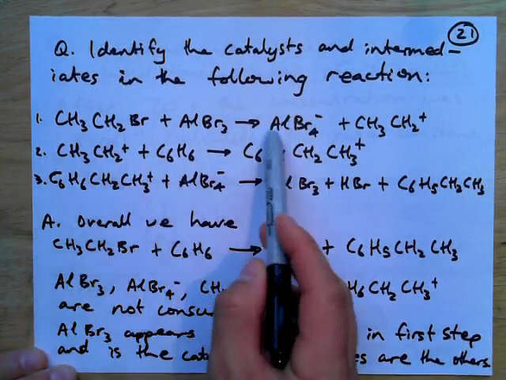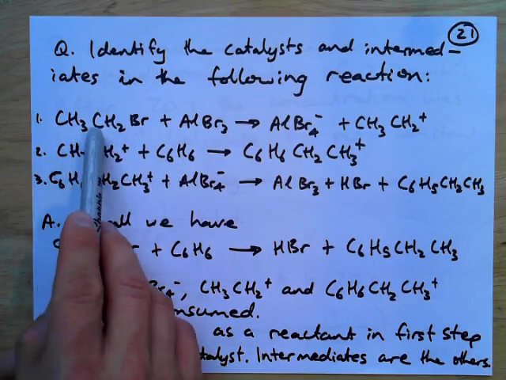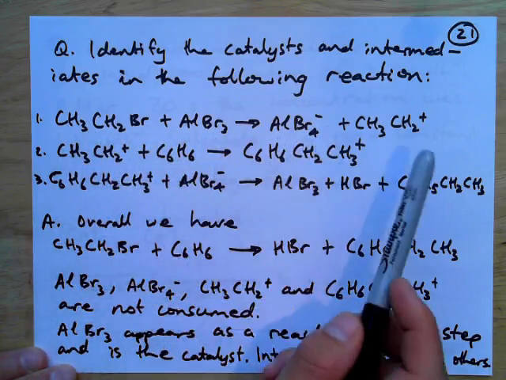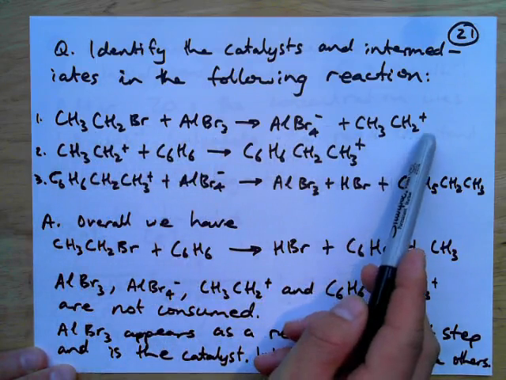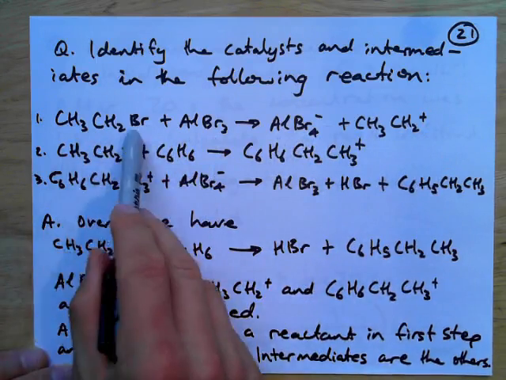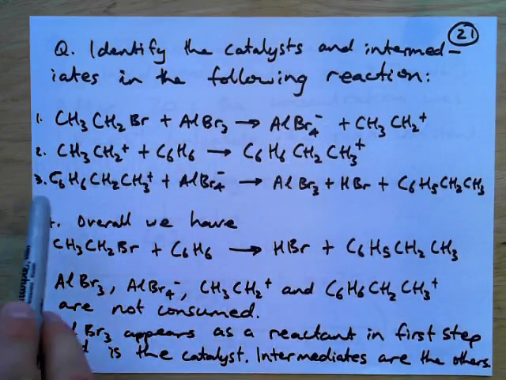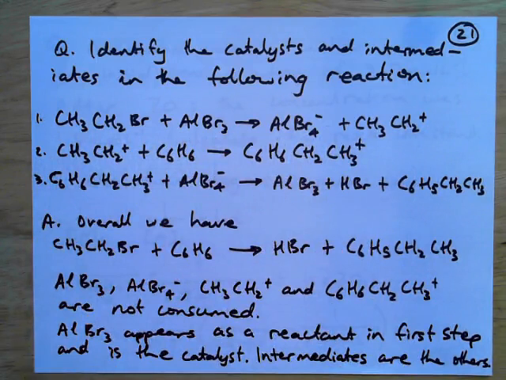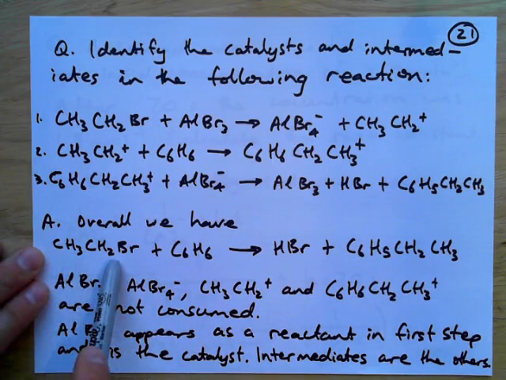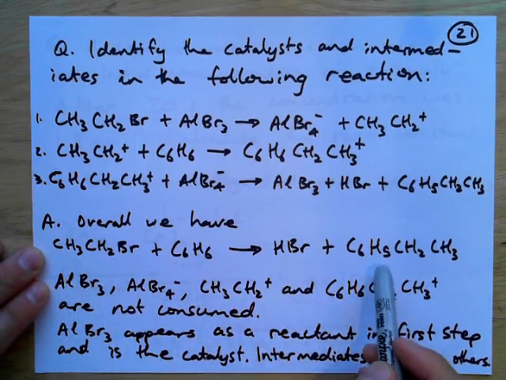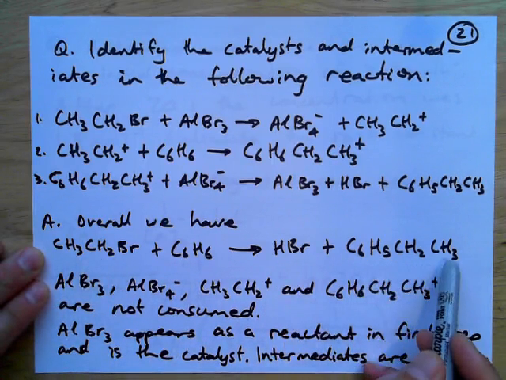Okay, so we go through here. This is the first step. So we've got our CH3CH2Br, our AlBr3, AlBr4 minus, CH3CH2 plus. Okay, so this is the first step of the reaction. Then the second step is this. Our third step is this. So overall, what we'd have as our reaction is CH3CH2Br plus C6H6 gives HBr plus C6H5CH2CH3.